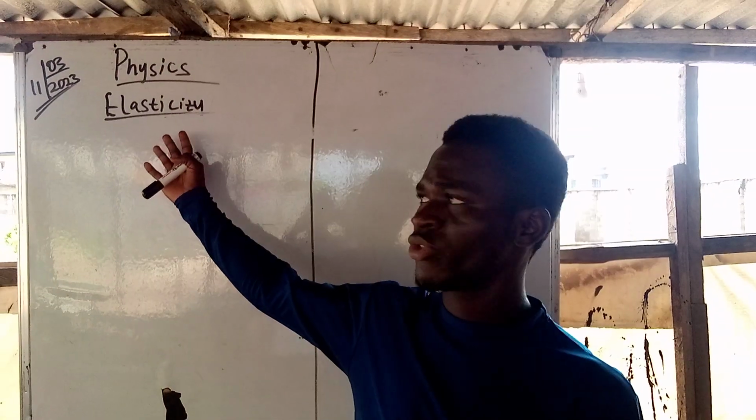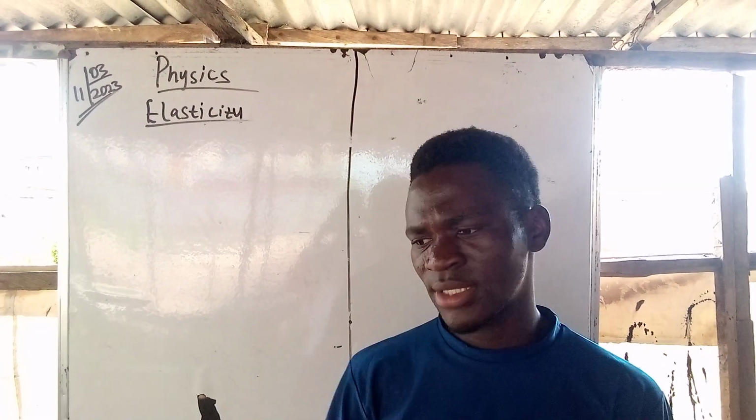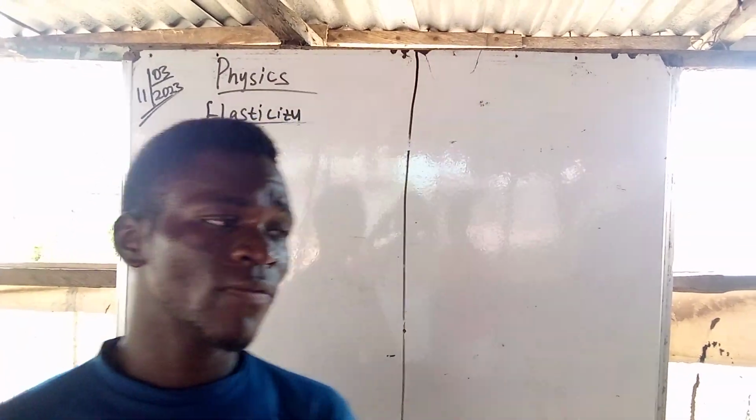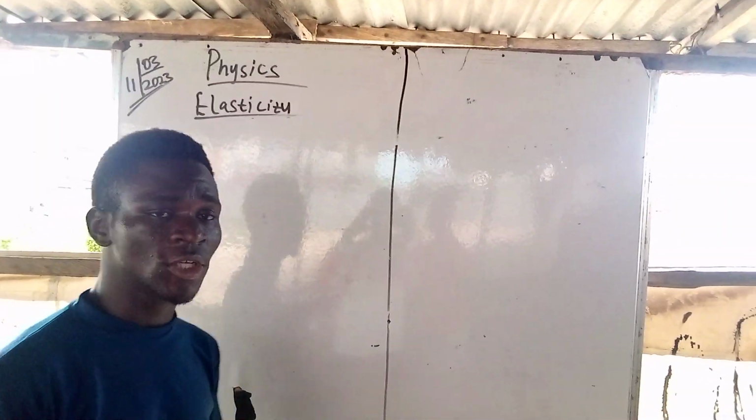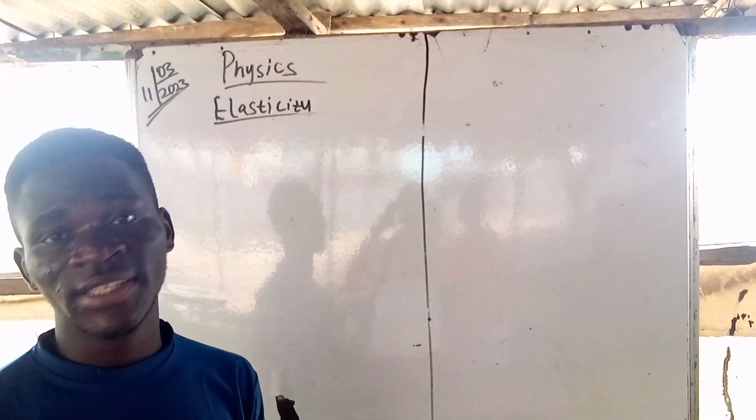Today we are talking about elasticity. What do we call elasticity? This can be defined as the ability of a material to regain its original position and shape after it has been distorted by an external force.